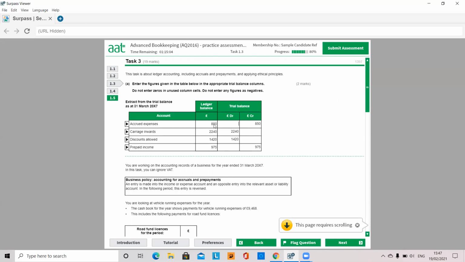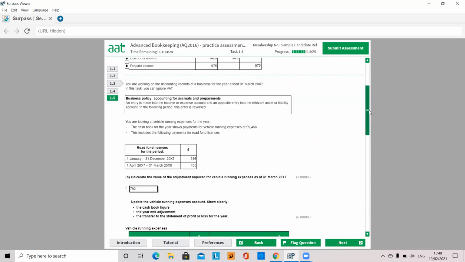So you've got accrued expenses. So obviously an accrual is a credit, so that's 850 in the trial balance. Carriage inwards, in case you remember, is the cost of bringing your goods in, so your purchases in, so that will be a debit. And discounts allowed is an expense, so again, that is also a debit, and that's 1420. And then we've got prepaid income, so income obviously is on the credit side. So whether you use debit and credit, or whatever the case may be. Okay.